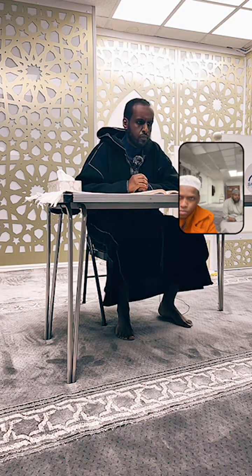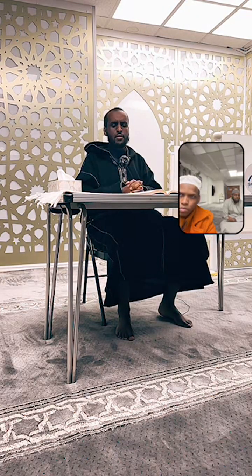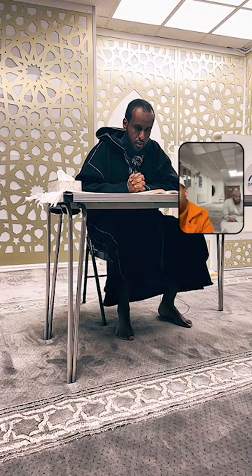First of all, when the author says bi jinsihi, by its type, what do we mean? If I say to you right now, we have barley. Barley is something that is measured in makheel. It's measured by volume, not by weight. Another example of something that is measured by volume, even though today it's measured in weight, are dates. Dates used to be measured in the Prophet ﷺ's time by using makheel, by using volume.